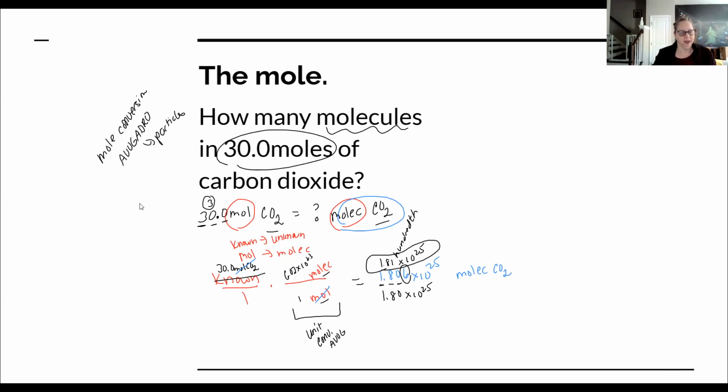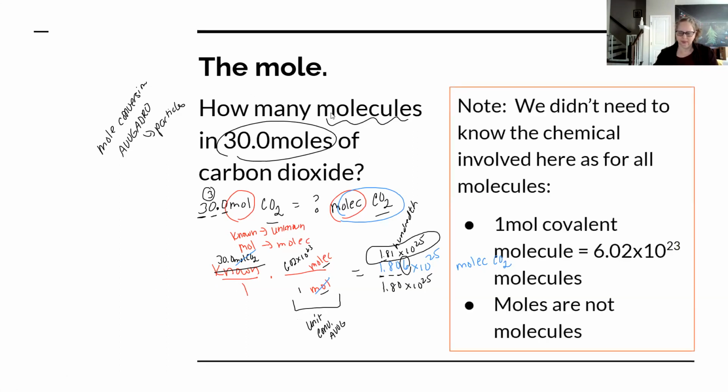Diphosphorus pentoxide, 30 moles of P2O5 would give me 1.81 times 10 to the 25th molecules of P2O5. The actual identity did not matter except for knowing that the base unit has to be molecules. And just remember, moles are not molecules. Moles are not molecules. Keep telling that to yourself if you're still struggling with that.